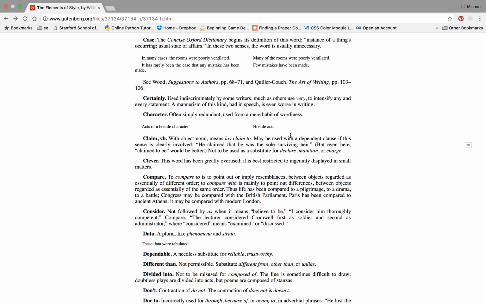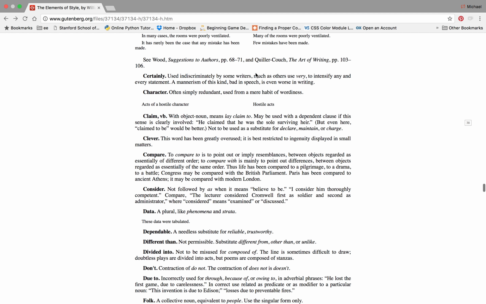Case, a Concise Oxford Dictionary begins its definition of this word: the usual state of affairs. In these two senses, the word is usually unnecessary. So the word case. So look at the left side, bad. Right side, good. In many cases, the rooms were poorly ventilated. Just say it directly: many of the rooms are poorly ventilated. It has rarely been the case that any mistake has been made. Few mistakes have been made. So especially in writing, you want to truncate and just keep things real clear and concise.